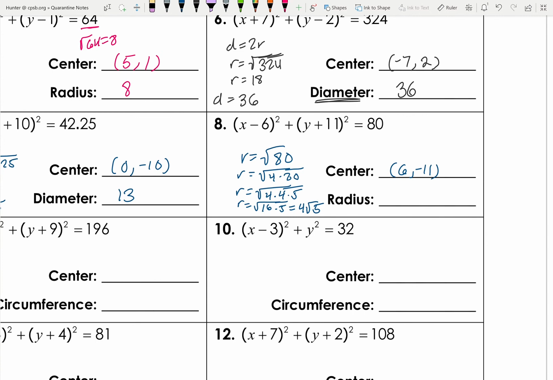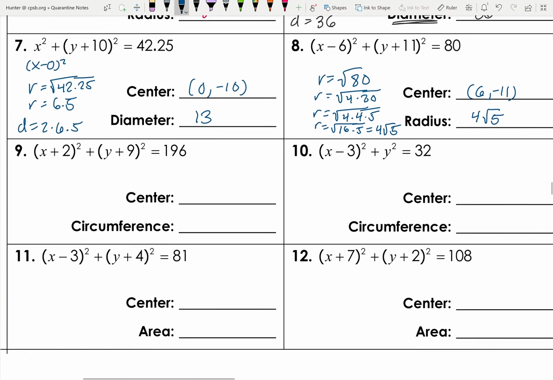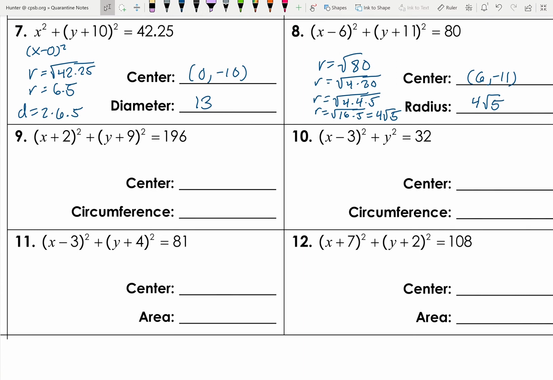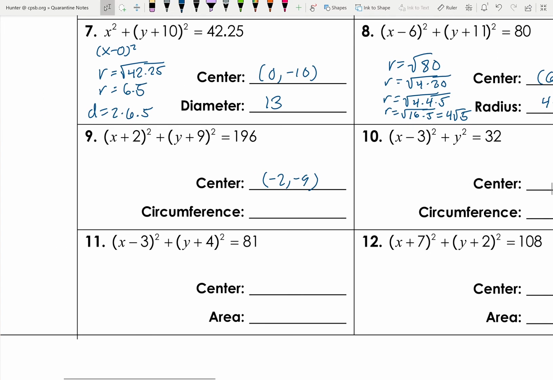Oh, why can I not write today? Okay, now I'll do 9 and then I'll do 11 with you because these look pretty similar. So first find the center. They're both pluses inside of them, so we're going to have -2, -9. Now we want to find circumference. Again, find radius first before you do anything. So the radius is just square root of 196. Square root of 196 gives me 14.